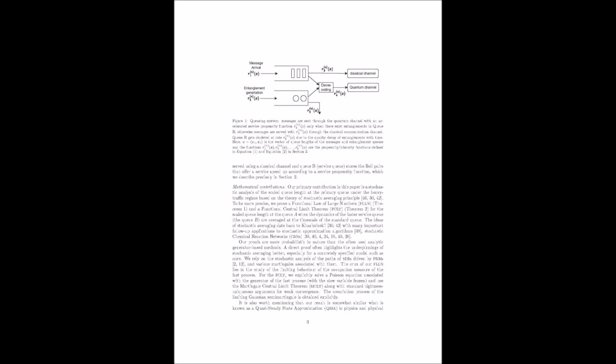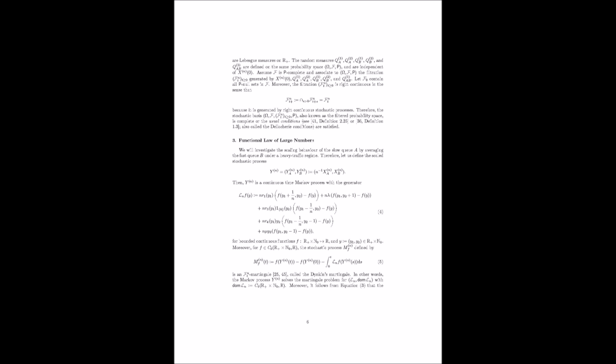But they didn't stop at the FLLN, did they? They went a step further and proved a functional central limit theorem, or FCLT, for this system. And that's where things get even more interesting. While the FLLN tells us about the average behavior, the FCLT zooms in on the fluctuations around that average. It's like looking at the ripples on a pond after you throw a stone in. So it's not just about knowing the average water level. It's about understanding how much the water is sloshing around.